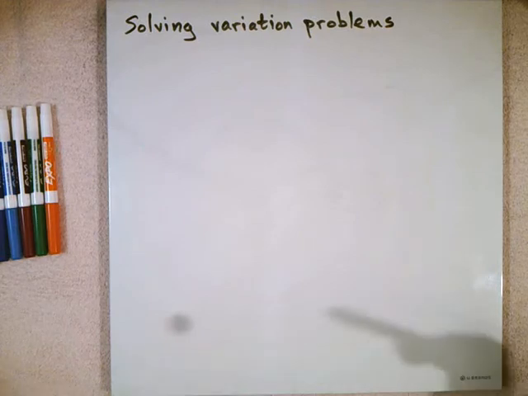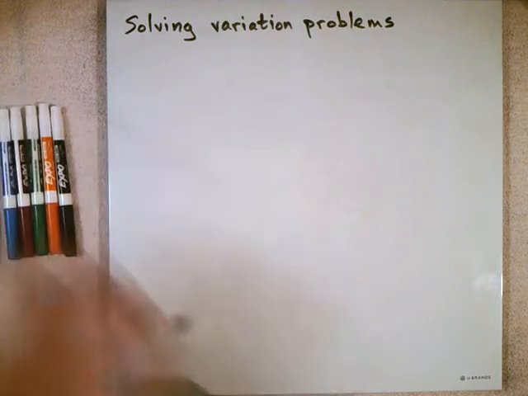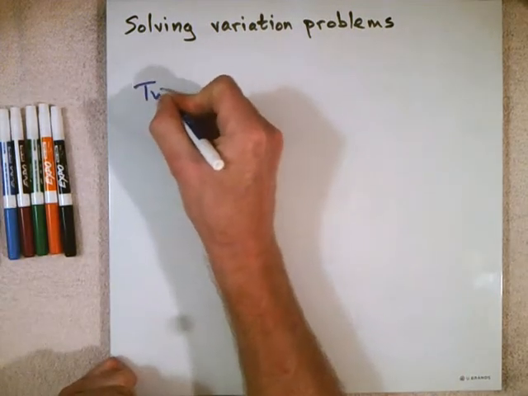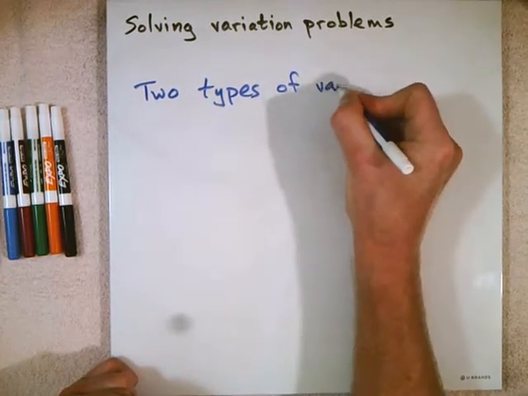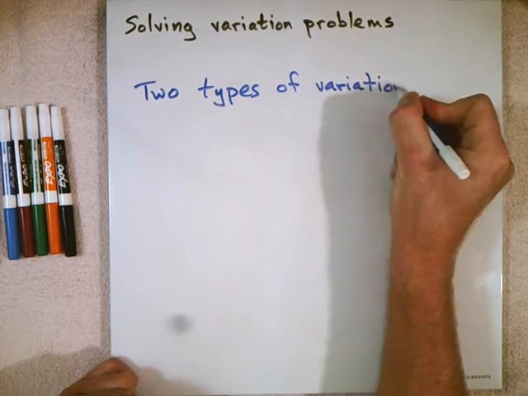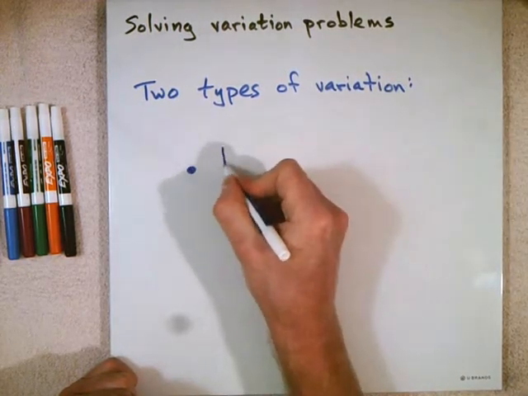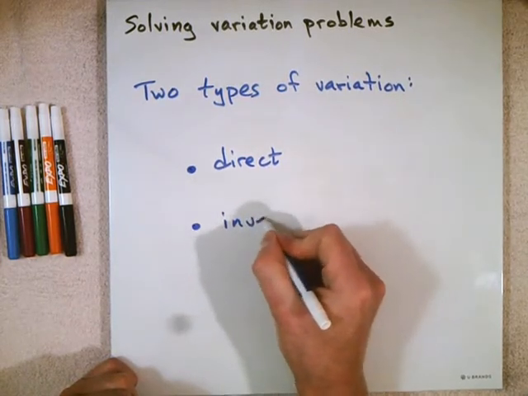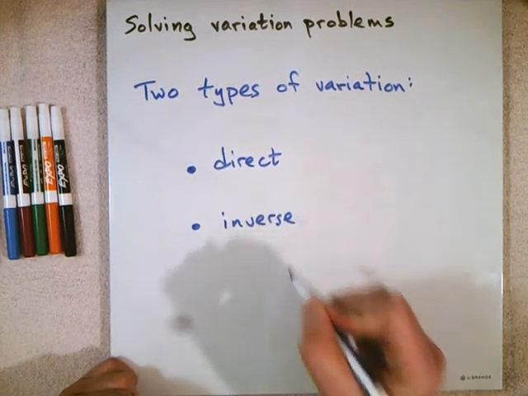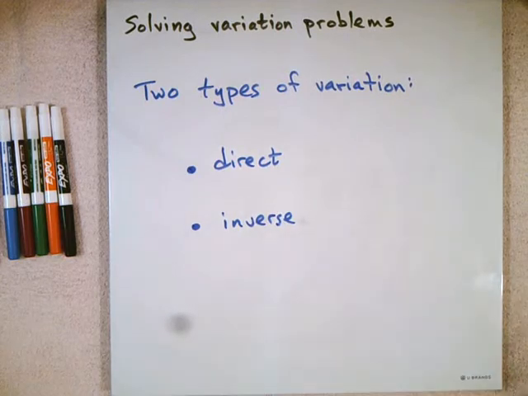Alright, so let's talk about this translation business. First, we mentioned that there are two basic types of variation that you're going to see in general. What are they? They are direct variation and inverse. Essentially all of your variation problems boil down to involving direct and/or inverse variation. Sometimes you can have both of these in one problem, sometimes there's only one or the other, but they all boil down to one of these two guys here.